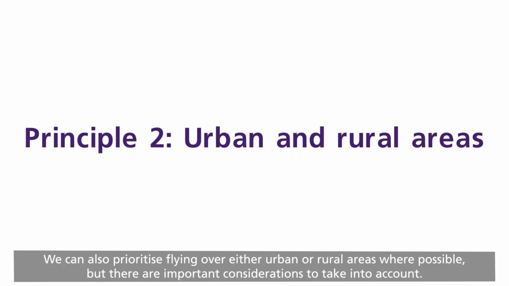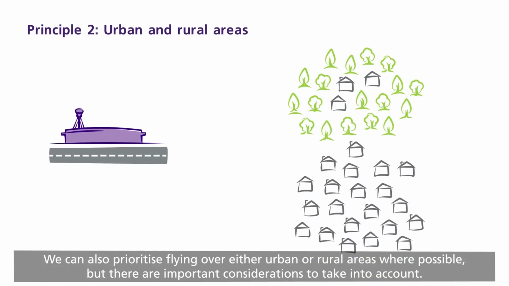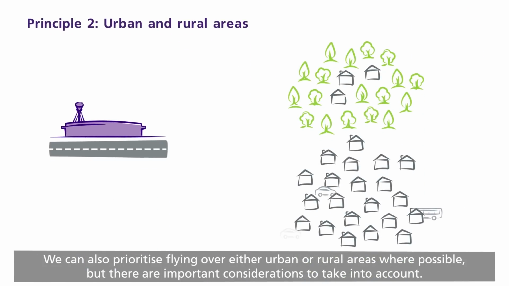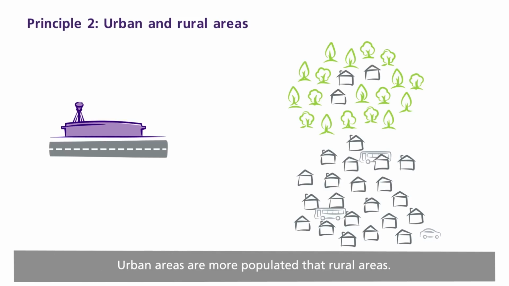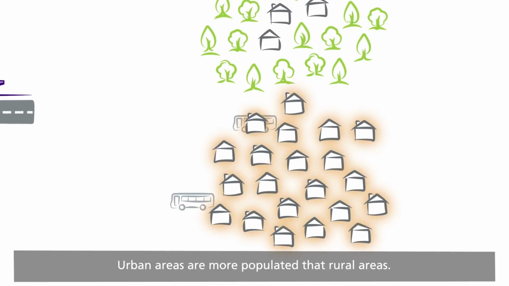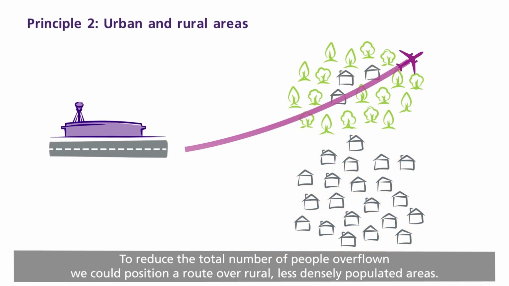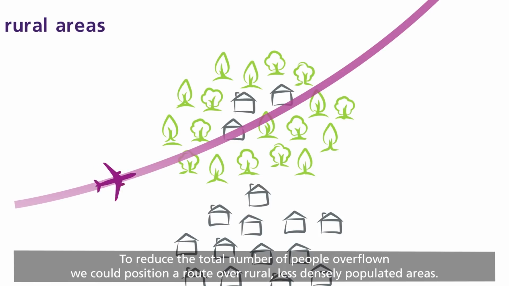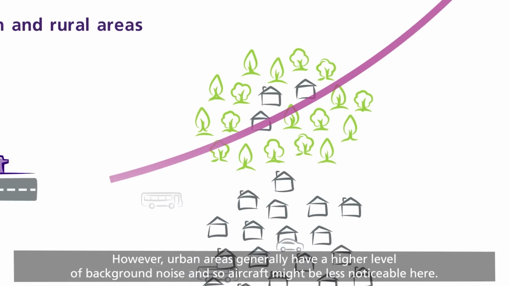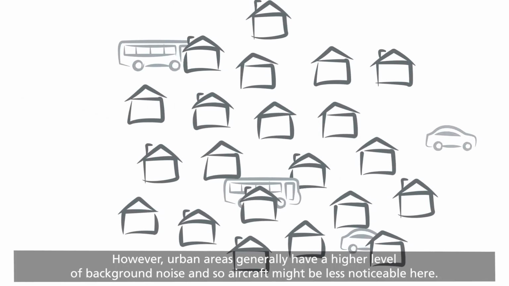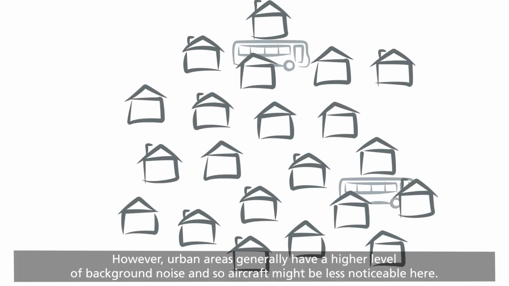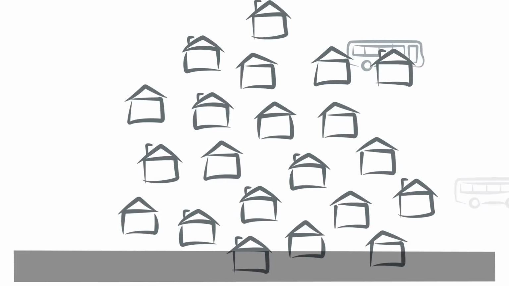We can also prioritise flying over either urban or rural areas where possible, but there are important considerations to take into account. Urban areas are more populated than rural areas. To reduce the total number of people overflown, we could position a route over rural, less densely populated areas. However, urban areas generally have a higher level of background noise, and so aircraft might be less noticeable here.